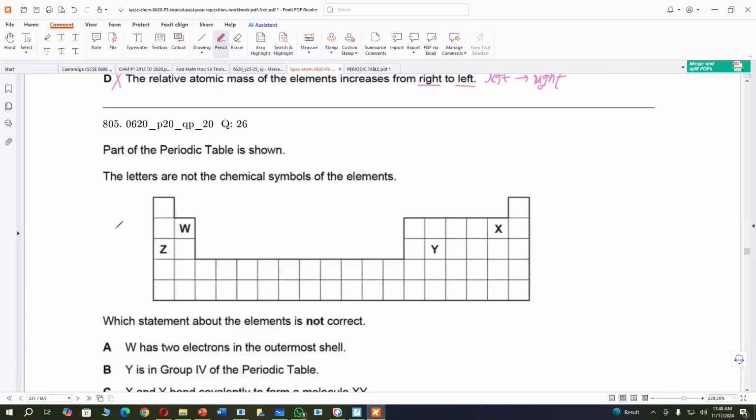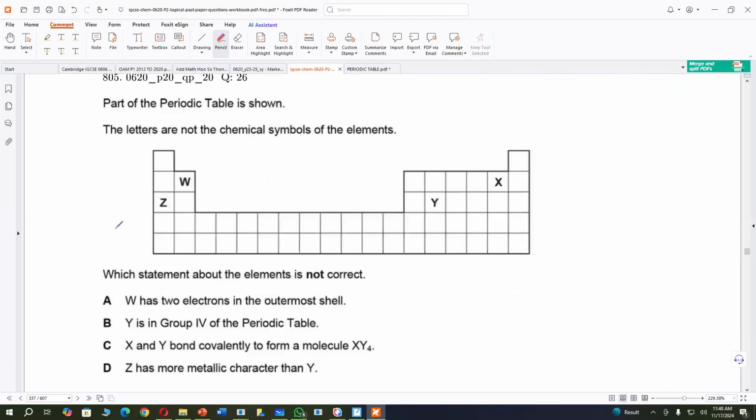Now look at this. The letters are not the chemical symbols of the element. Which statement about the element is not correct? It has two electrons. Two, two, two, eight, two.